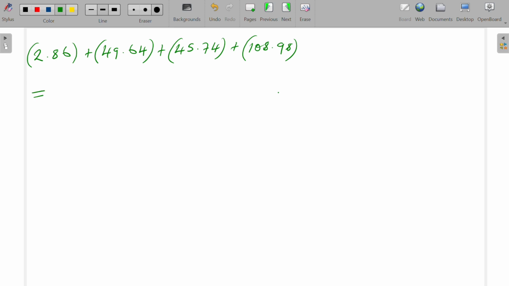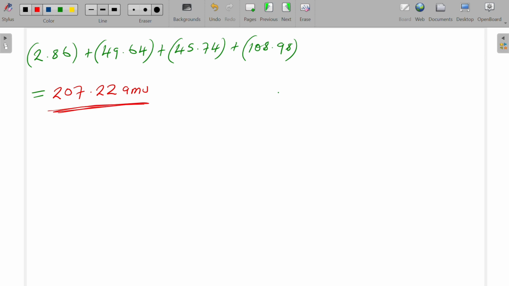Now, we need to add those values, and what we are going to find is basically the average atomic mass for this element. So let's quickly do that. When I add 2.86 to 49.64 to 45.74, and then add it to 108.98, what my calculator is giving me is 207.22. And this is in atomic mass units.